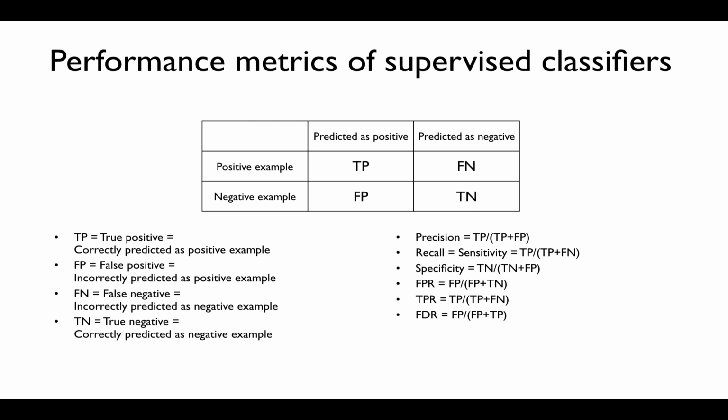These are often compressed into different measures like precision, recall and specificity. You also frequently see false positive rates, FPRs. This has the same shape and form as a p-value. You can as well look at true positive rates, TPR, and false discovery rates, FDRs.